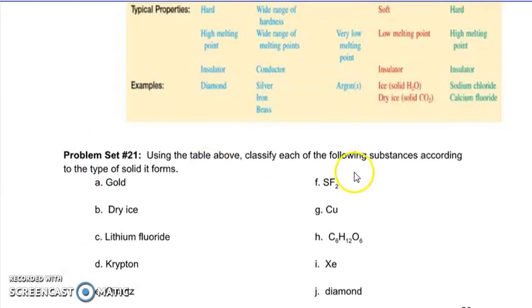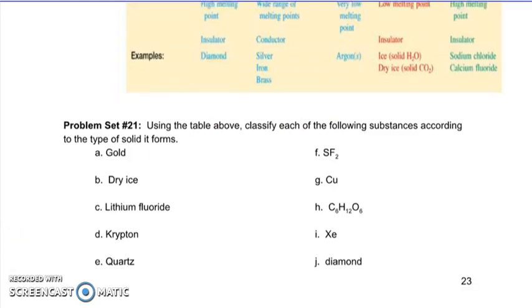It's non-metal, non-metal. This is metallic again. Here is your fructose, your glucose. That would be over here as a molecular solid. Xenon is over here as your group 8A atomic solid, and diamond once again is over here as your network covalent. Okay. Let's try the next one.